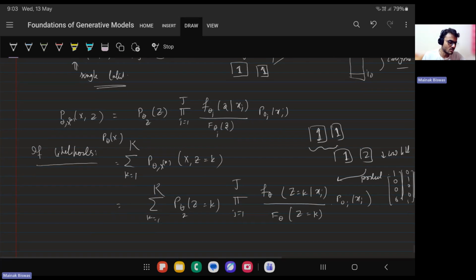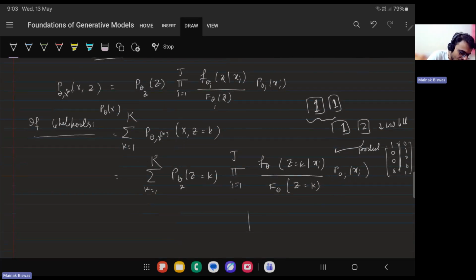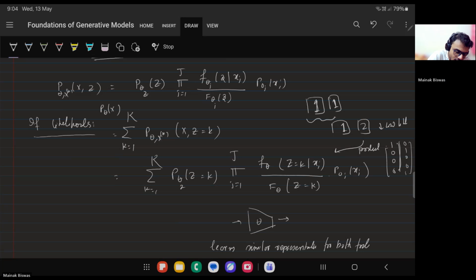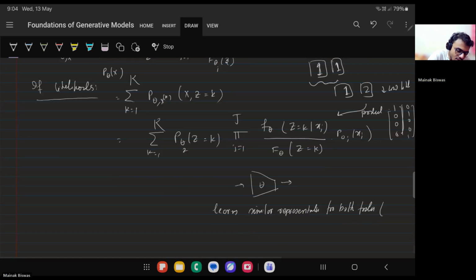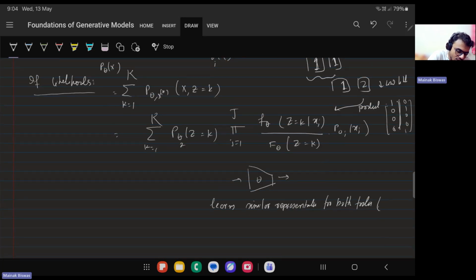So in this case, what happens here is this network theta learns similar representations for both factors, right? Both factors. That is, it learns to cluster all factors. It learns to cluster similar digits together.